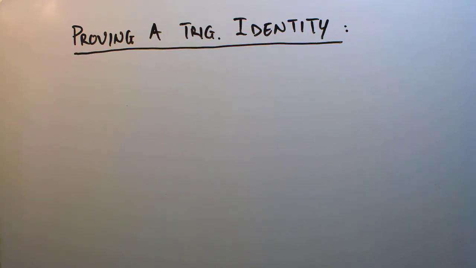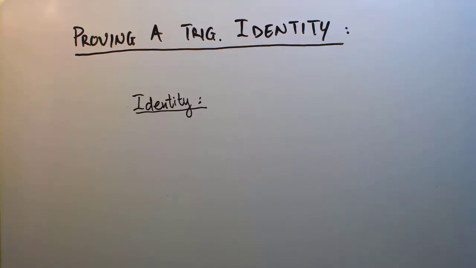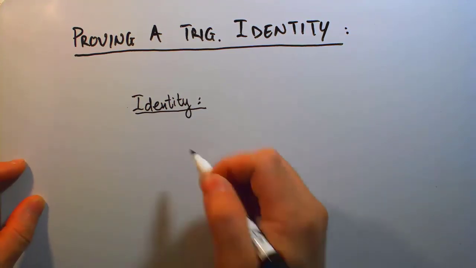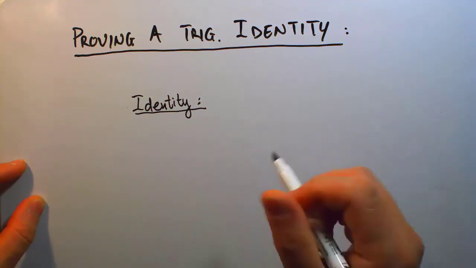Alright, so let's learn how to prove a trig identity. But let's first find out what an identity truly is. So an identity is simply an equation.